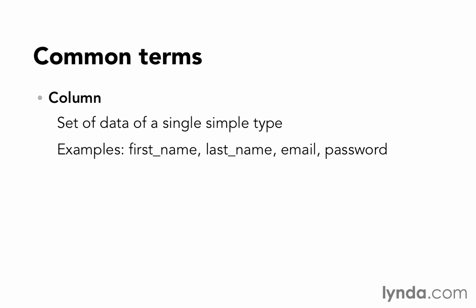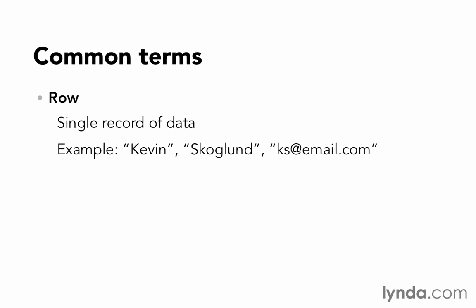When I say a column has a single simple type, what I mean is that it has a type like a string or an integer, that kind of thing. A table is made up of columns and also of rows. Rows are the data. Each row is equal to an object or an instance of a model. In the case of our users, a row would contain all of the data about one user. So for example, we might have Kevin, Skoglund, and an email address. And that would correspond to the columns first name, last name, and email.